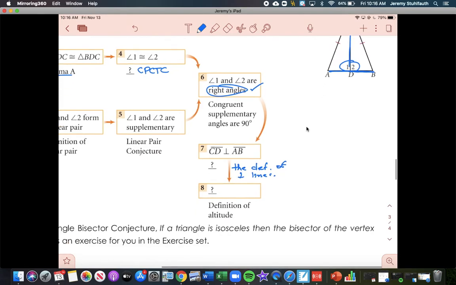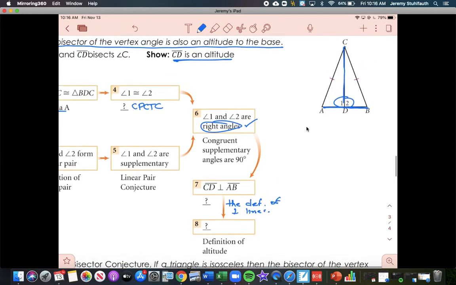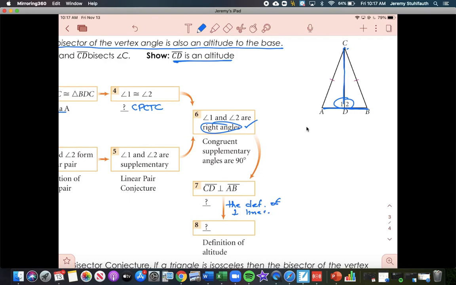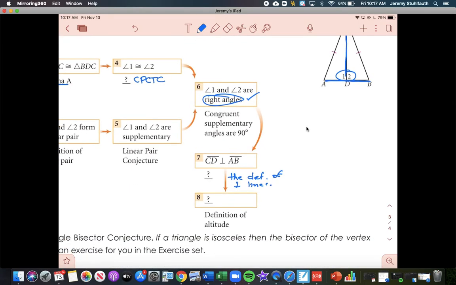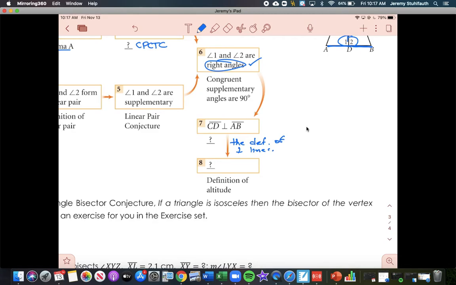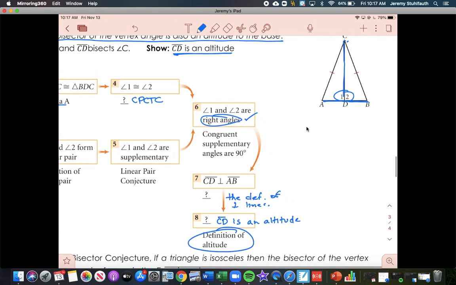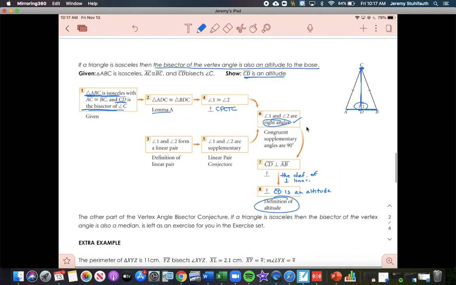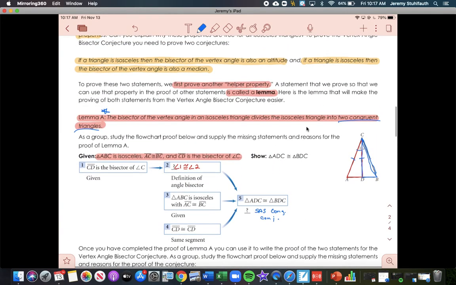Okay. Now, what we can then say is, because CD goes from the vertex to the opposite side and intersects that side at a 90-degree angle, it is perpendicular, so we can say that CD is the altitude of that triangle. So CD is an altitude, and that is because the definition of an altitude is a perpendicular line that goes from a vertex to the opposite side.